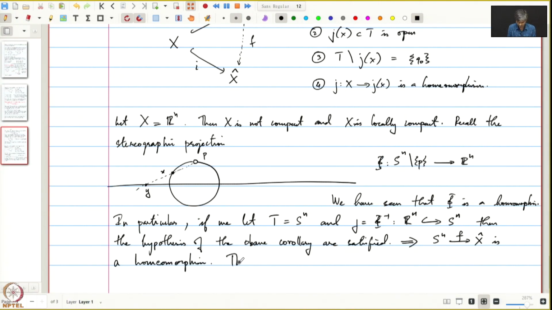Thus, the one-point compactification of R^n is S^n. So we will end this lecture here.